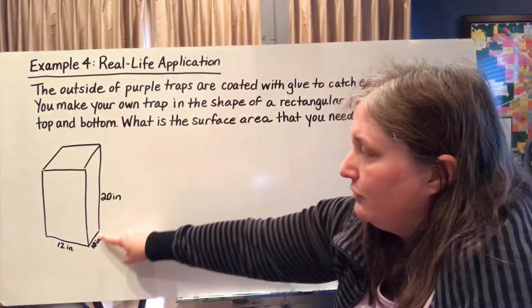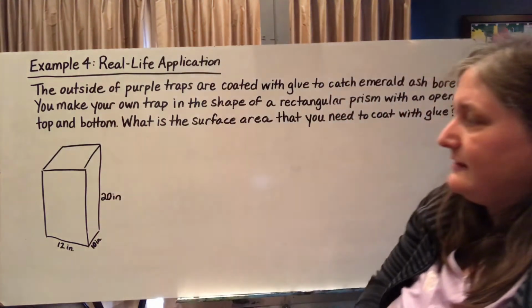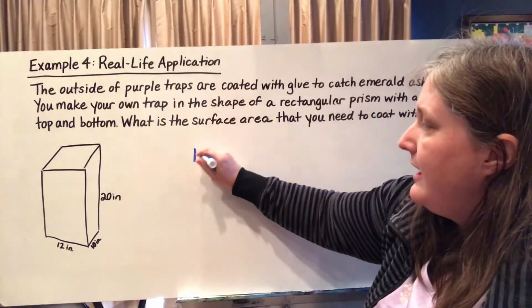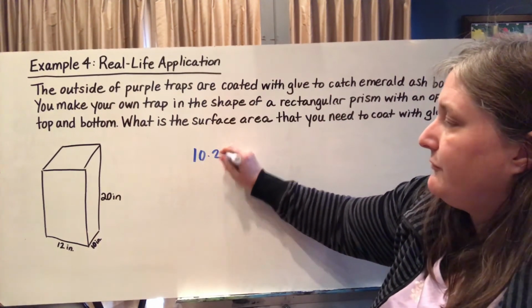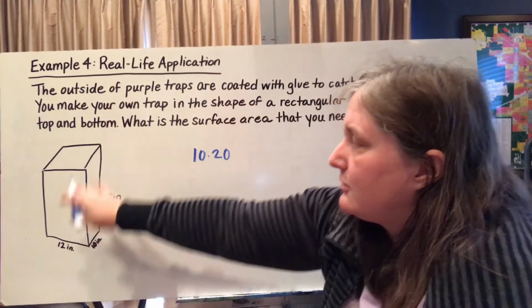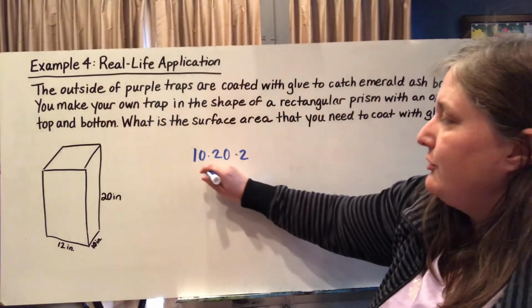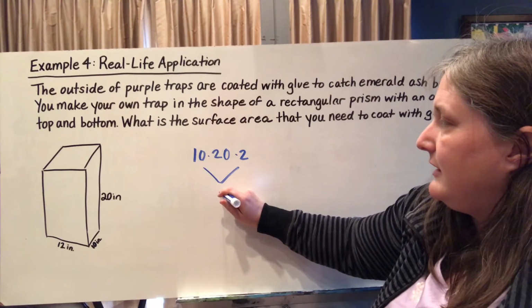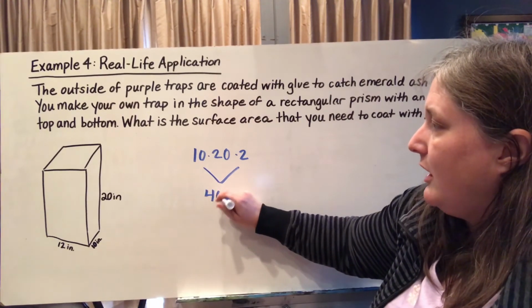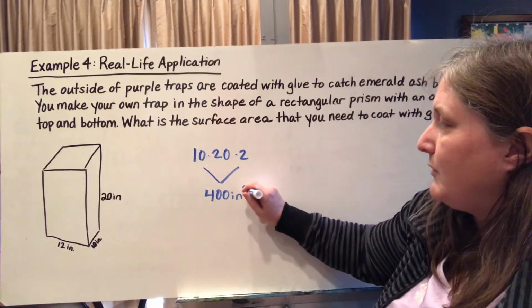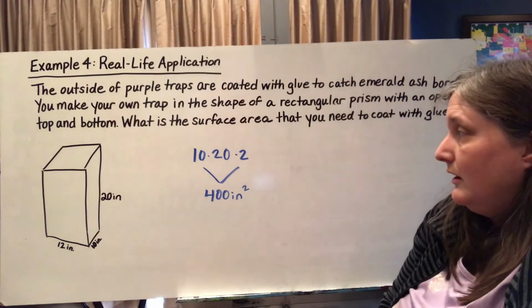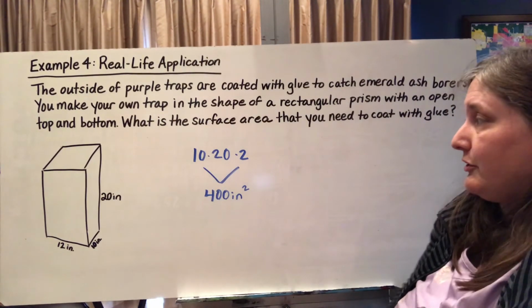So I see that it has a long side here that is a 10 by 20 side, and there's going to be 2 of them. If there's one here on the right, there's going to be an identical one on the left. So those 2 sides are going to give me a total of 400 inches squared that I need to, in this case, coat with glue.